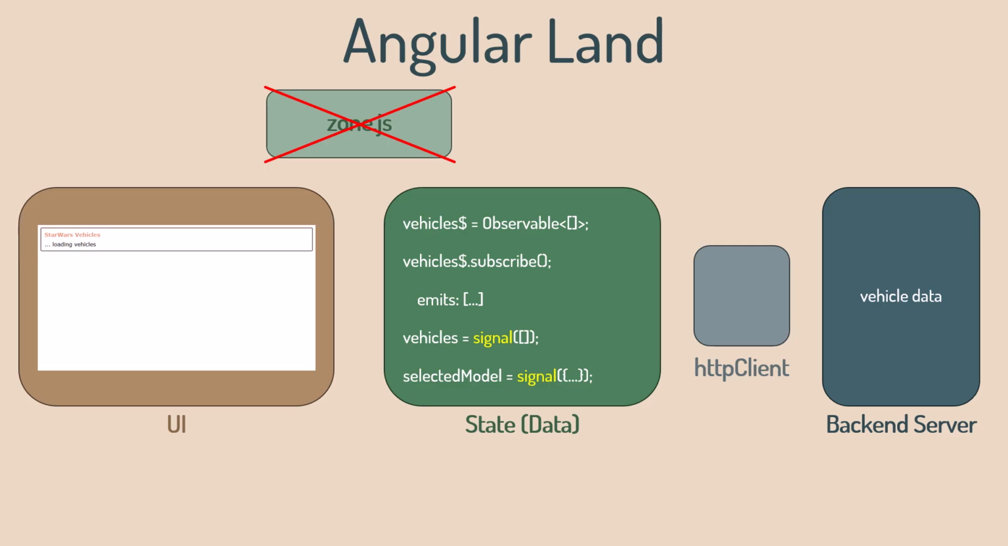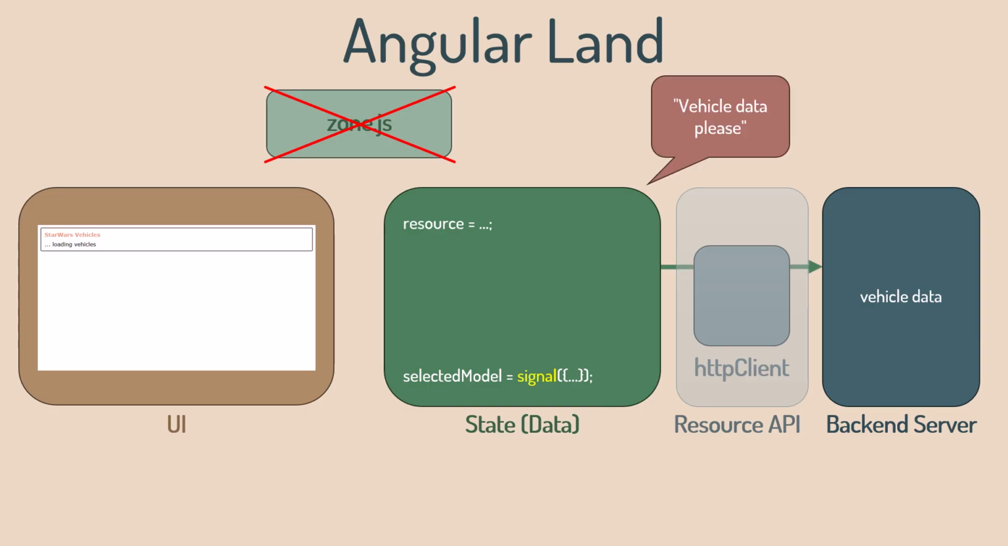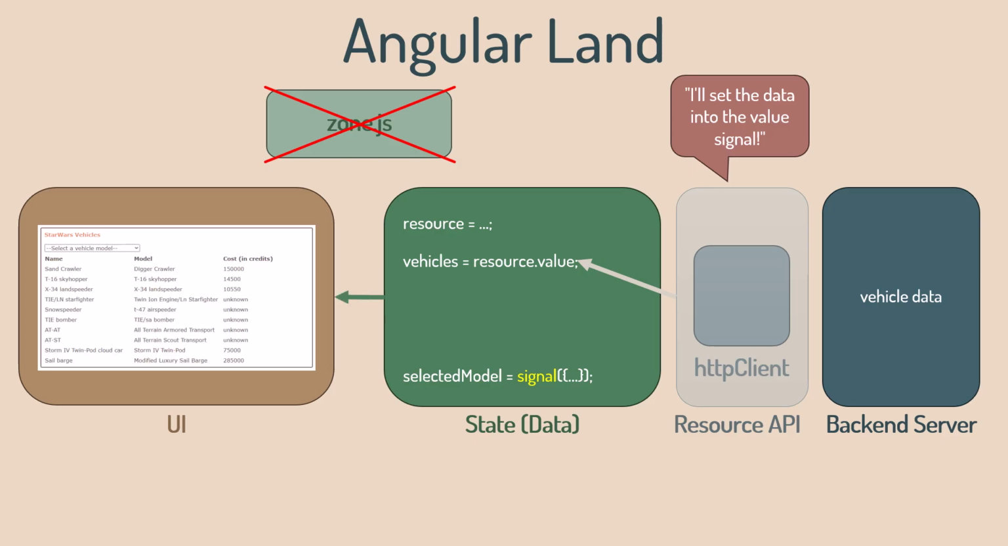When hope for a better solution was all but lost, in strolled the resource API. I came to help, it said. And help it did. The resource API provided a bridge between asynchronous operations, such as HTTP requests, and the synchronous world of signals. With the resource API, developers could request data from the backend server without a subscription and immediately receive a default value for the signal. When the data was returned, that data was directly set into the resource value signal, and the UI was automatically updated to display that data.